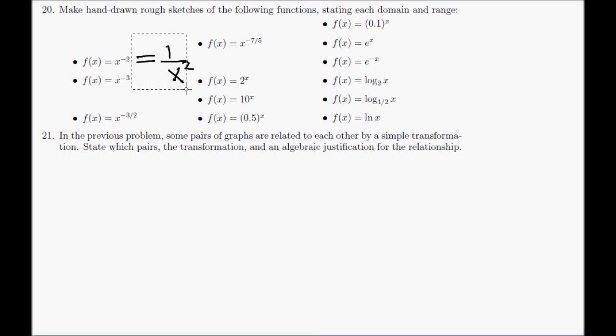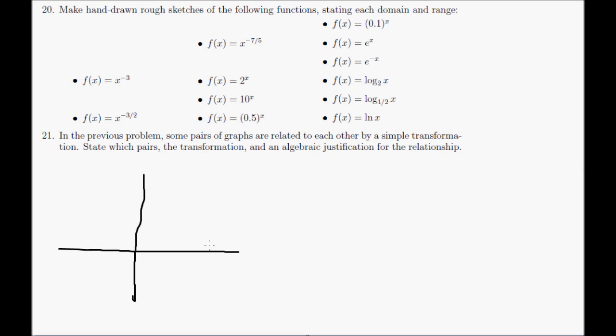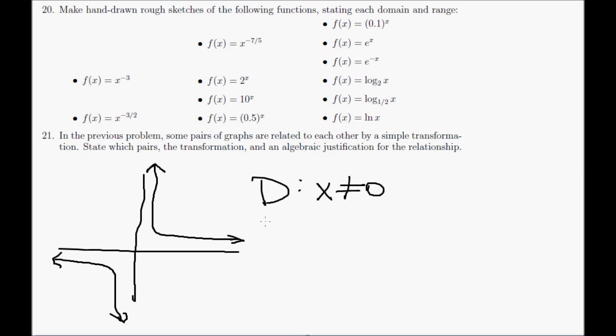X to the negative 3. For x to the negative 3, we have a graph that will look like this, where it kind of goes like this, and same thing on the other side. It's not a hyperbola. 1 over x would be a hyperbola, but it kind of has the same general shape. So for this one, the domain would be that x is not equal to 0, and the range would be that y is not equal to 0.